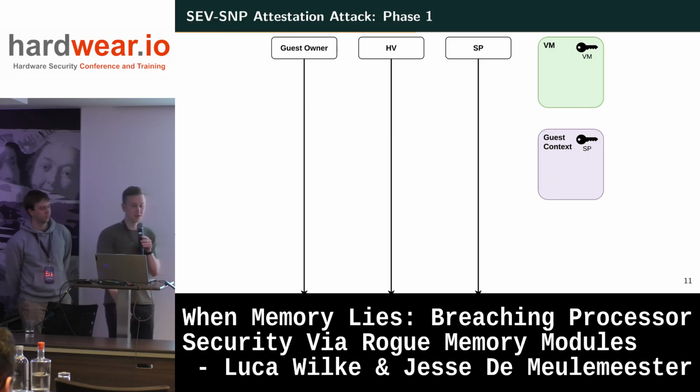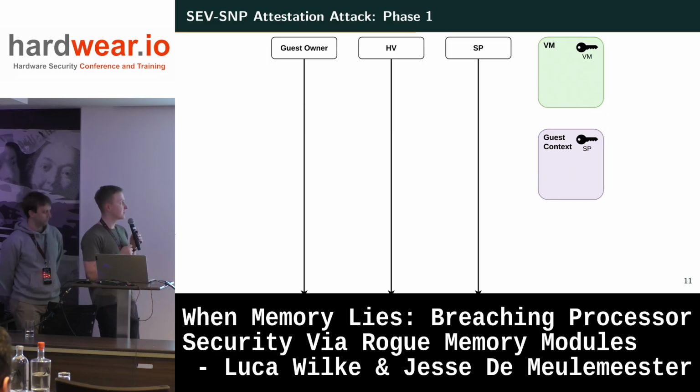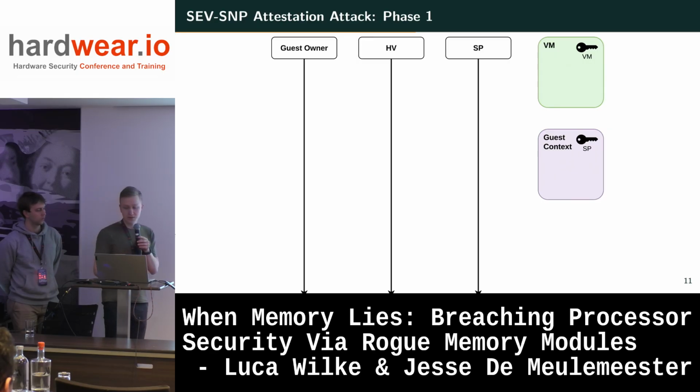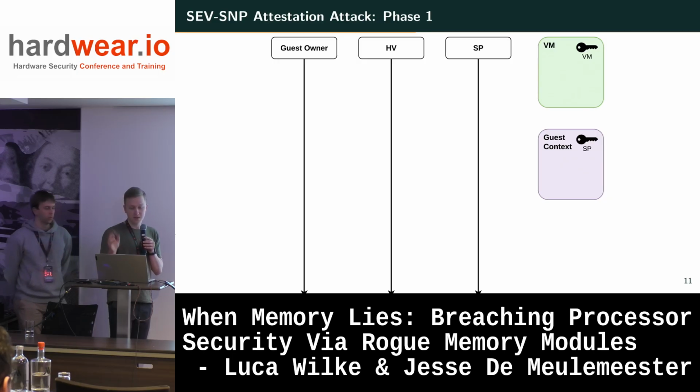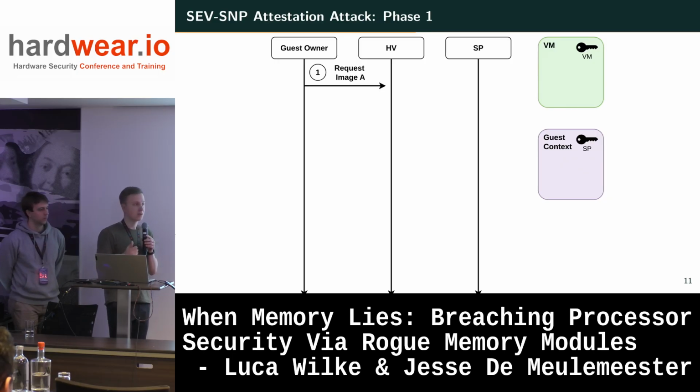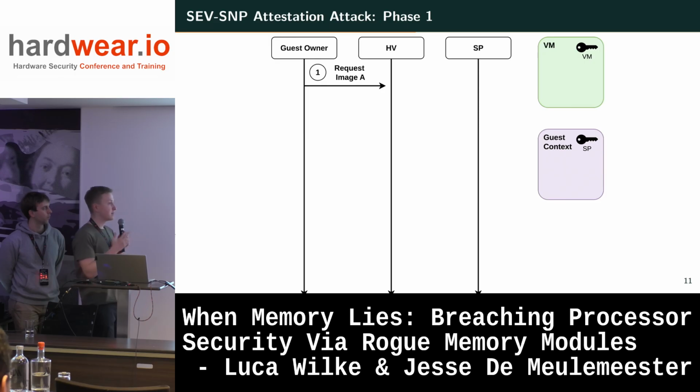Yeah, so this is already quite cool, but we found that with this simple primitive, there's a really nice way to actually break the attestation mechanism of SEV-SNP and thus all trust in the system. And yeah, now I will walk you through that. So we have basically 3 parties here. We have the guest owner, which is the user, and they supply the hypervisor with an image of a VM that they want to start.